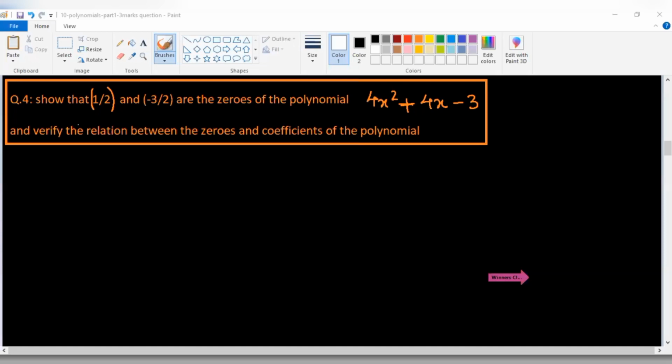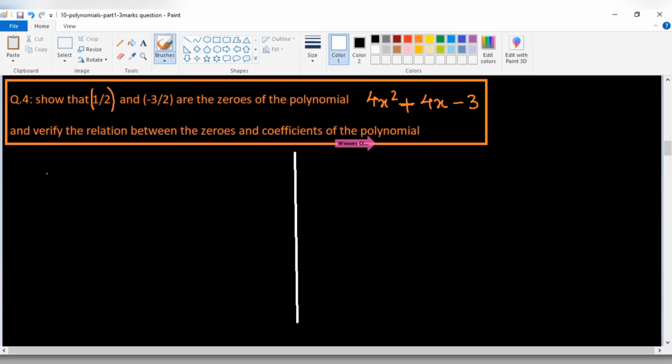This is our next question. Show that 1 by 2 and minus 3 by 2 are the zeros of the polynomial 4x square plus 4x minus 3, and verify the relation between the zeros and coefficients of the polynomial. So here we have to show that these given two values are the zeros. Two parts are there for the question. First one is we have to prove that those are the zeros, and the second one is verification.